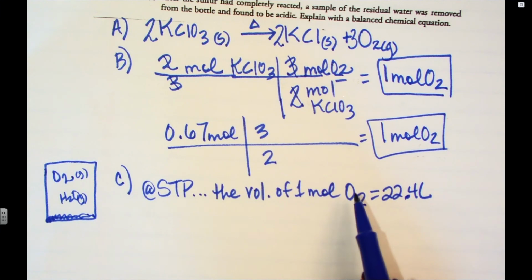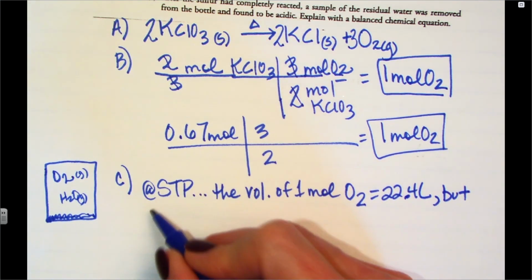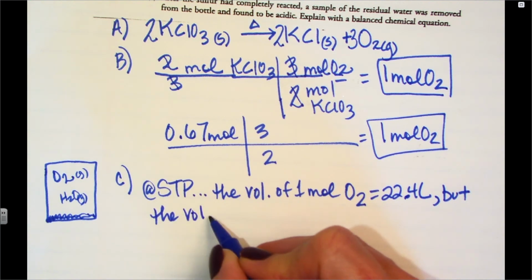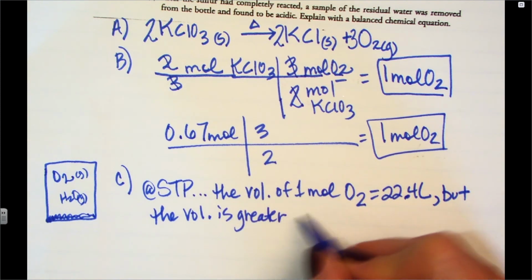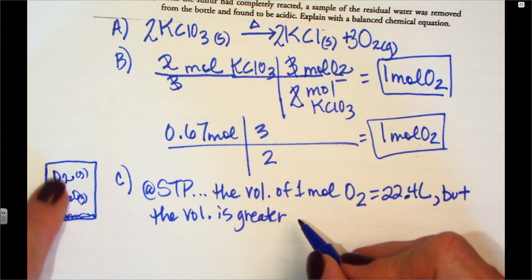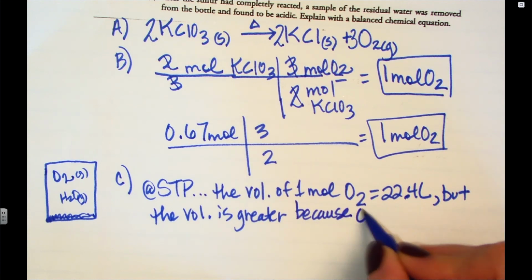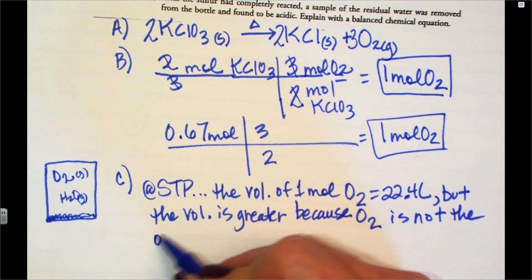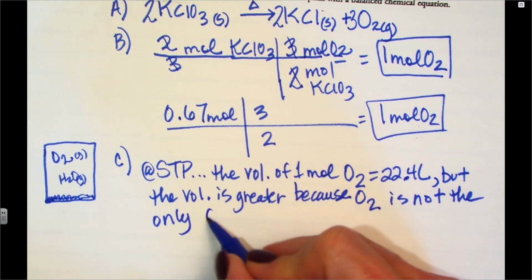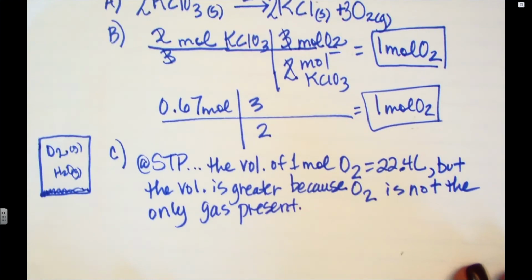They're telling us here that the actual measured volume is greater. They're telling us that in the problem. And the reason is because, look, it's not just oxygen here. There's a mixture of gases. So it's greater because the oxygen is not the only gas present. Or you could say because the oxygen isn't pure.